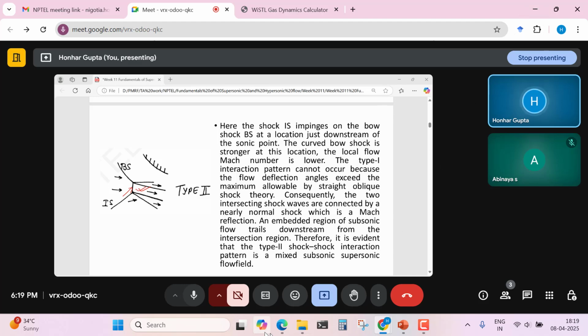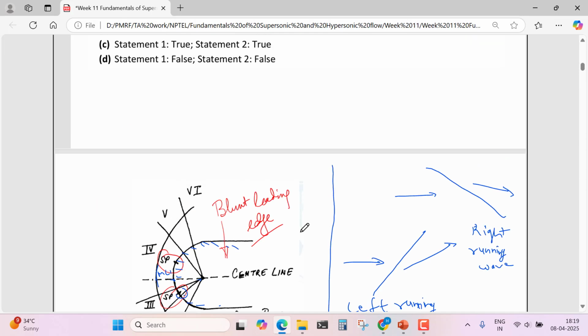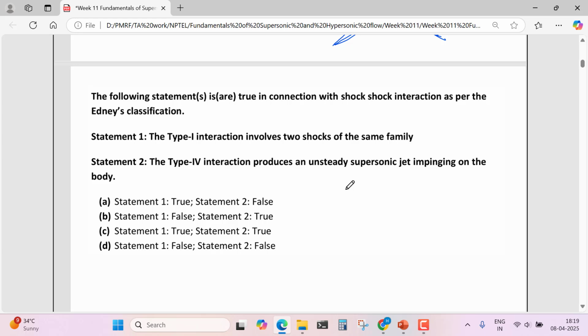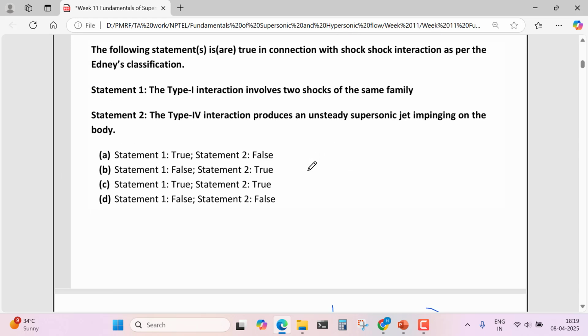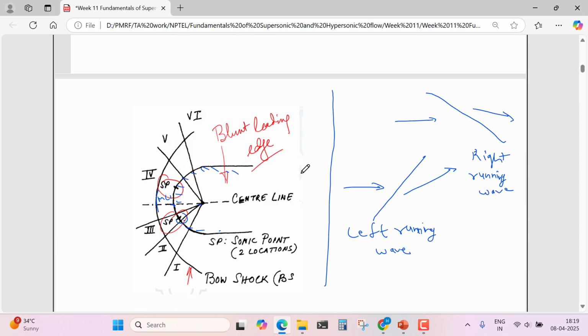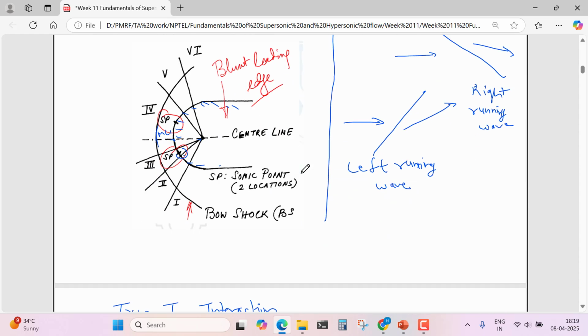Currently, what I was doing, I was telling about one problem related to shock interaction. According to Edney's classification, there were two statements. Statement 1: type 1 interaction involves two shocks of the same family, and statement 2: type 4 interaction produces an unsteady supersonic jet impinging on the body. So before solving this problem, I was telling about the different types of interaction.